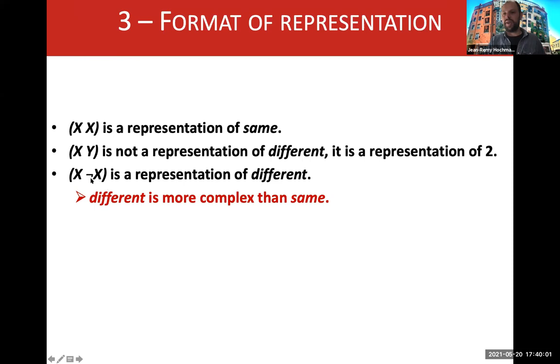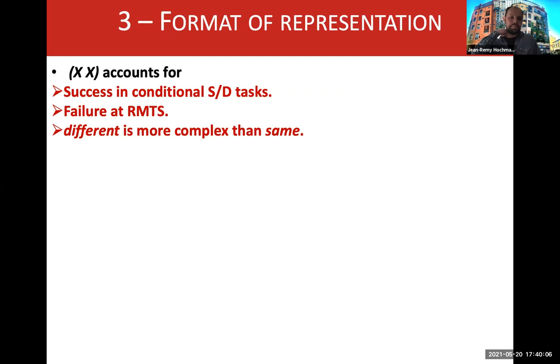So in any case, whatever way you want to describe this, different here is more complex than same in that format of representation. What I argue is that XX can account for the data that we have so far: success in the conditional same different tasks, failure in the relational match to sample, and also the idea that different is more complex than same. But now, does it also allow us to make a testable prediction?